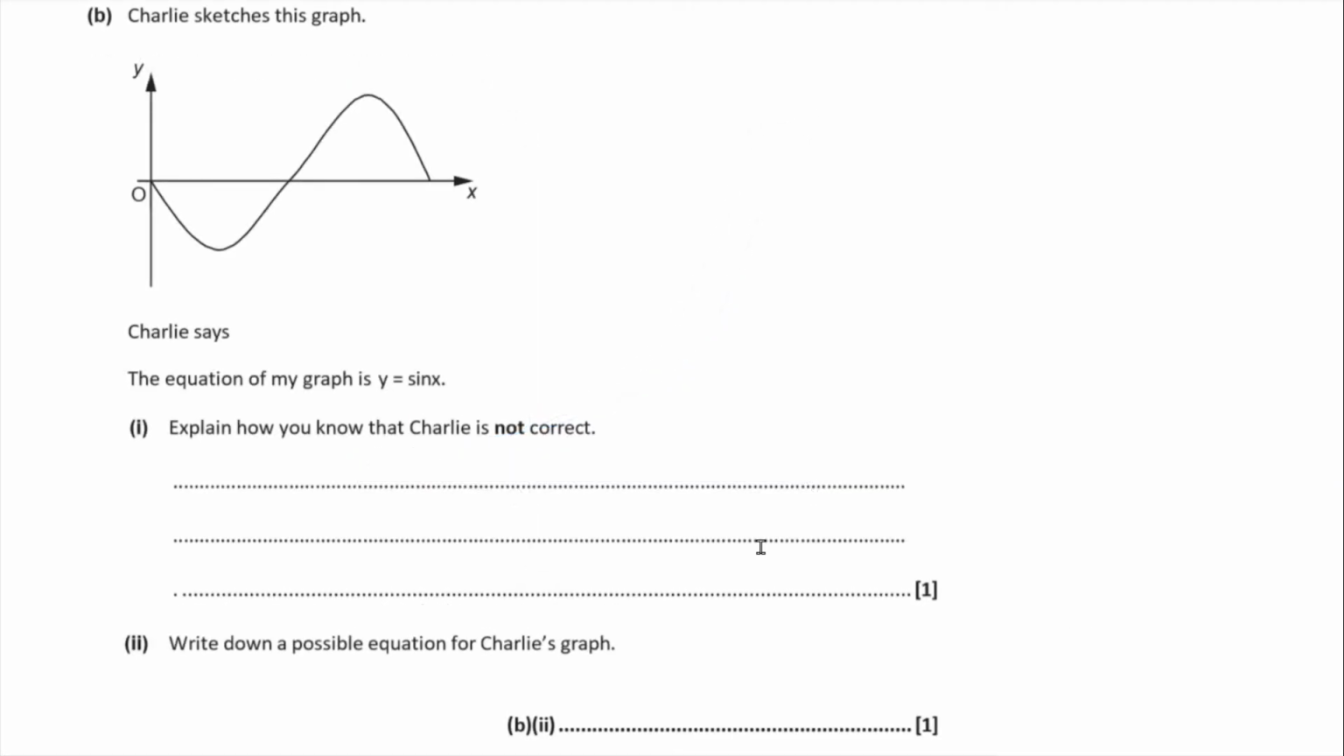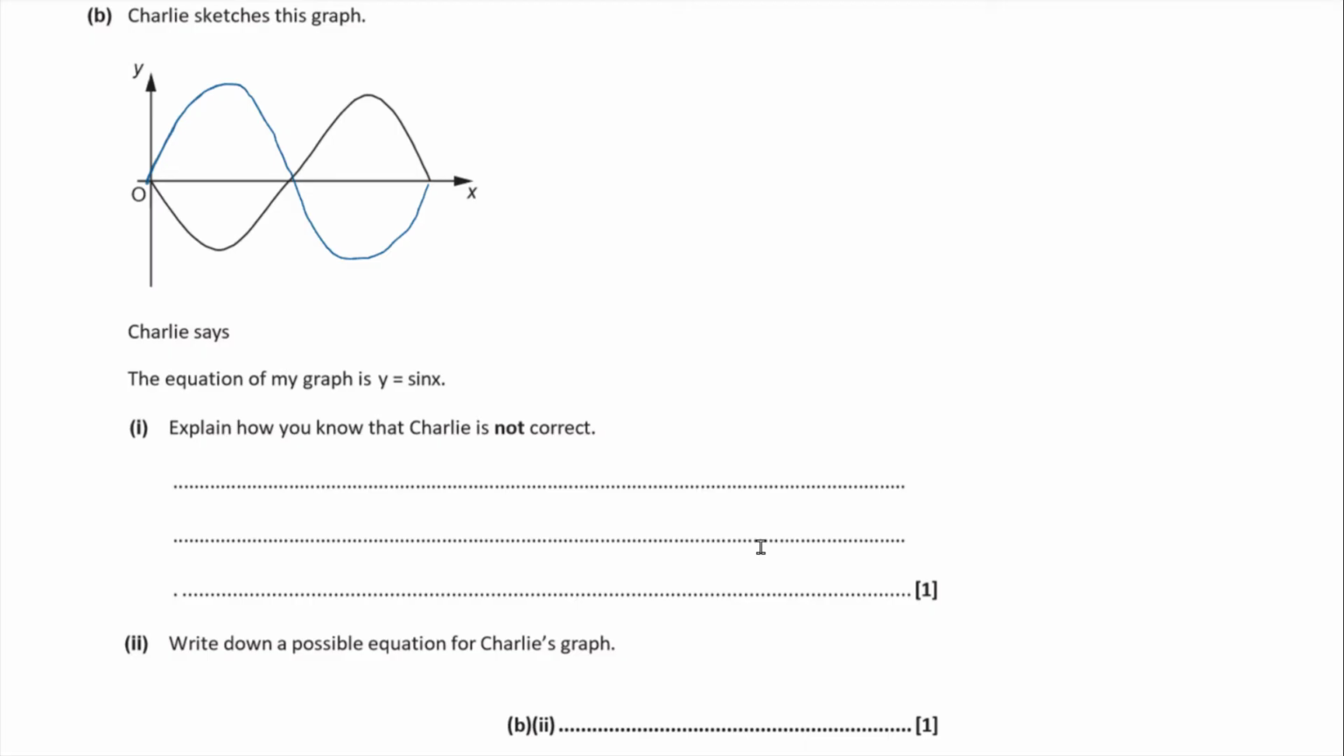Part B says Charlie sketches this graph. Charlie says the equation of my graph is y equals sine x. Explain how you know that Charlie is not correct. Well, he's not correct because sine x starts at 0, and then sine 90 is already up at 1, isn't it? So sine x actually looks like this. Okay, it's kind of like the opposite or reflection of the graph that I've got.